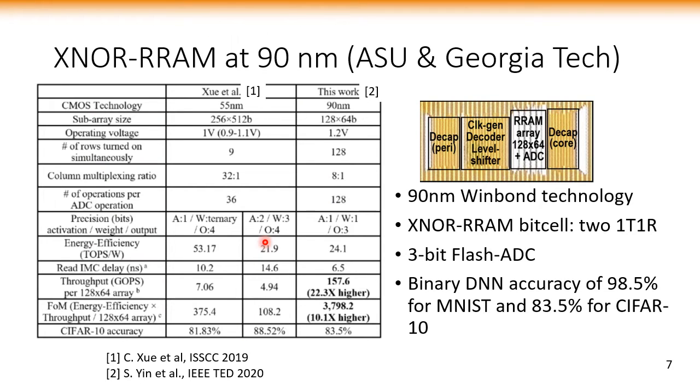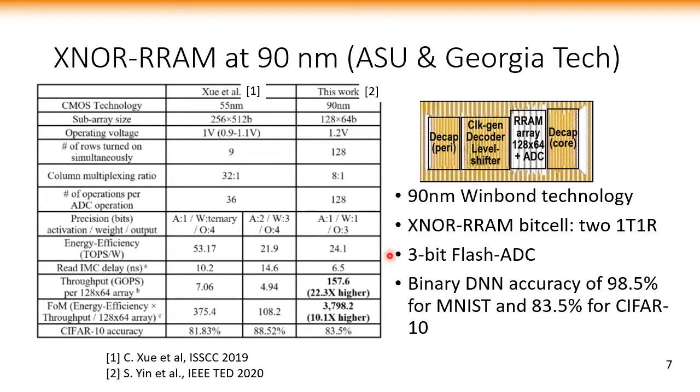This design was implemented in a 90 nanometer process using a one-bond RRAM technology based on hafnium oxide. Here we compare the chip performance with the previous design from a 55 nanometer process. Although we are at a legacy technology node, we still achieve better throughput and energy efficiency. Multiplied by the throughput, we interpret that as a figure of merit.